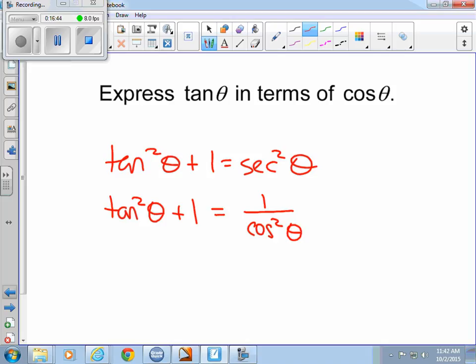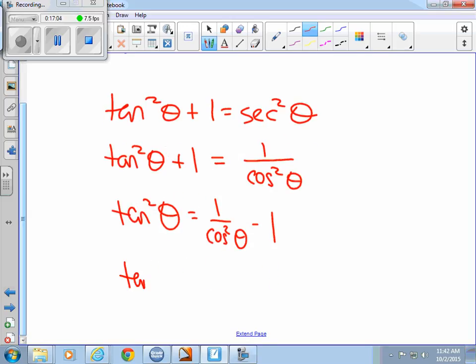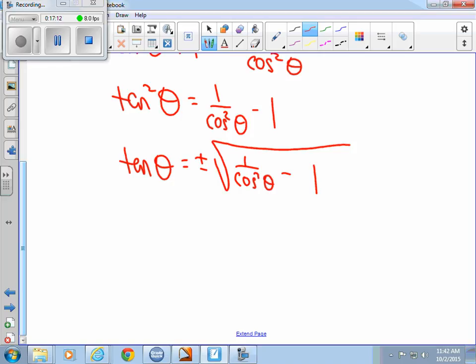Now I want to express tangent in terms of cosine. So what that means is I want to get tangent by itself. So subtract 1, and then square root. Can I get rid of the plus and minus this time? No, because I don't know what quadrant we're in, so it just has a plus or minus. So anytime you had cosine, you could find tangent by doing the square root of 1 over cosine squared minus 1, if you wanted to.